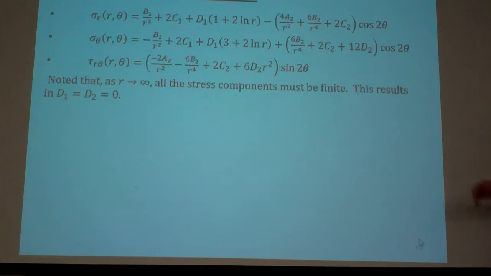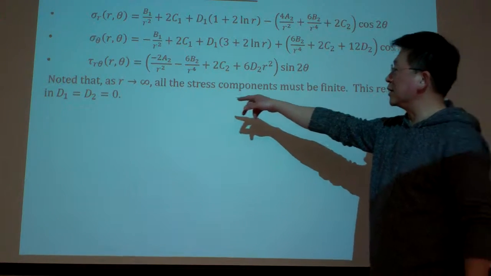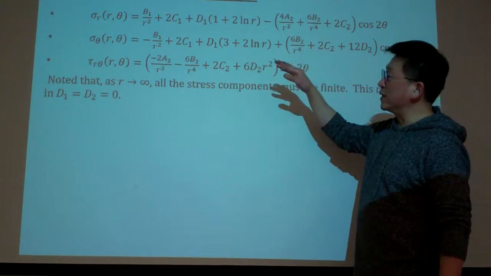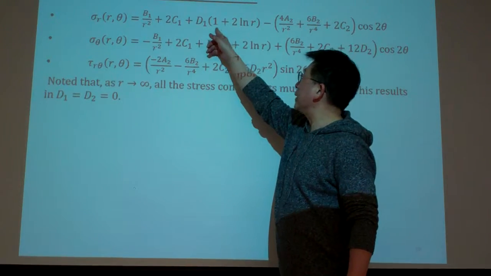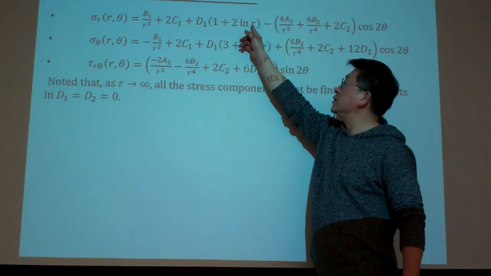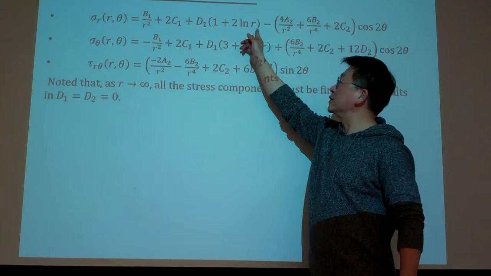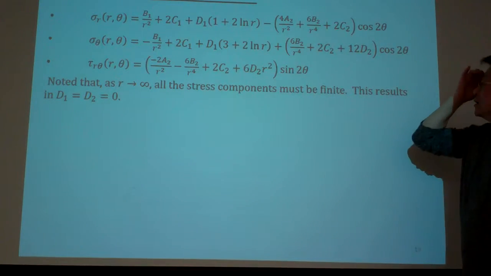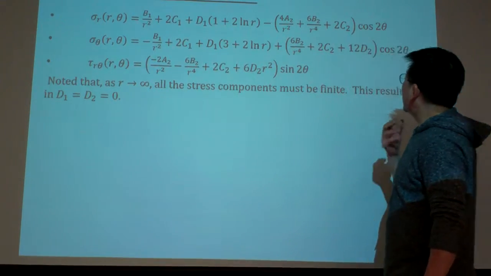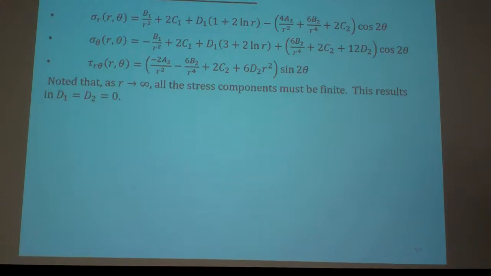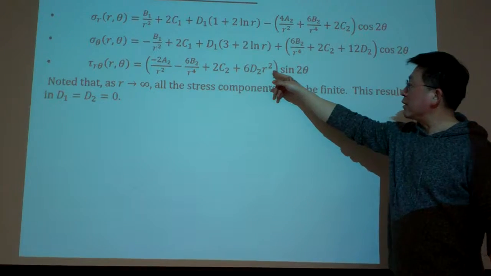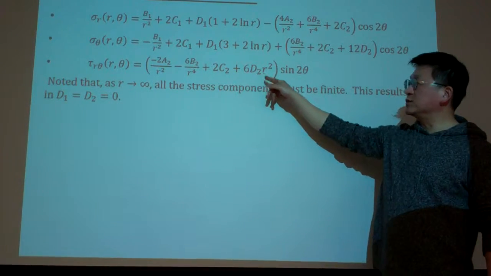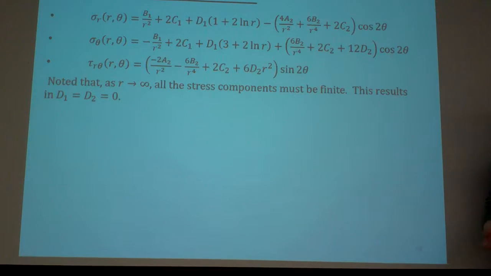So for stress to be finite, in particular at the remote site, we can see that some terms will make things blow up, like this one. When r approaches infinity, this term will go to infinity, so this term must be gone. That means d1 must be equal to 0, right? In a similar way, this term d1 equals 0, and also d2. When r approaches infinity, this term goes to infinity, so d2 must be 0. So that is applying the physical constraint.